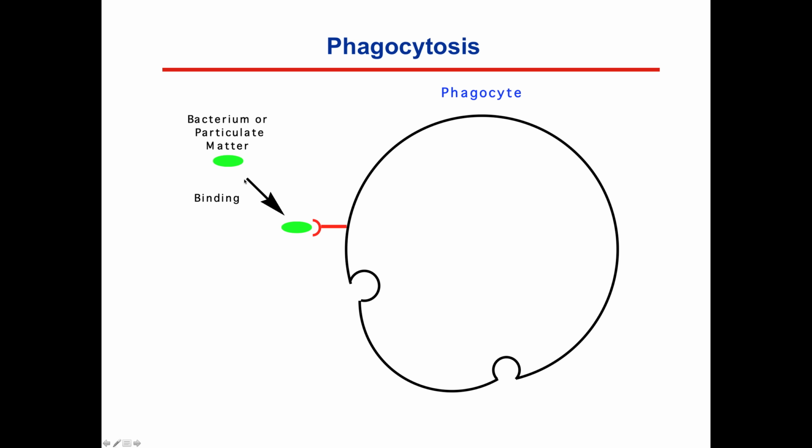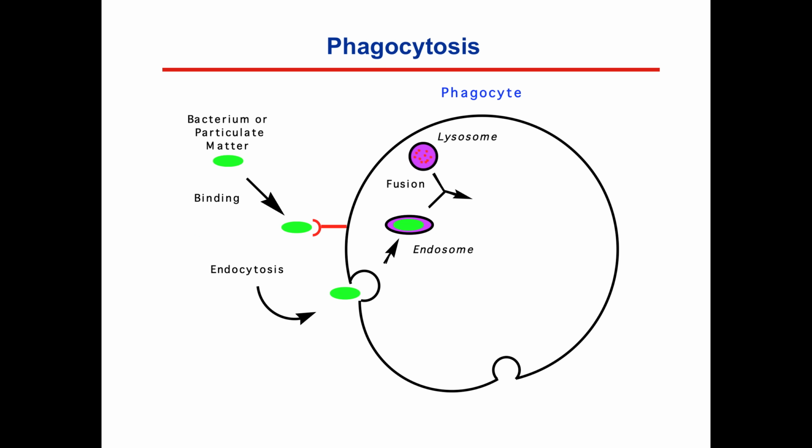So what happens first? If you have a bacterium or a particle of matter, it will bind to a receptor, and we'll see a bit about what kinds of receptors in a minute. These phagocytes have receptors that recognize certain components on bacteria and viruses. They then endocytose them, and they go into the cell, forming an endosome.